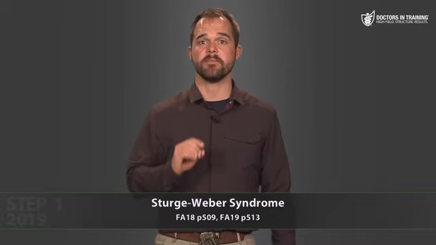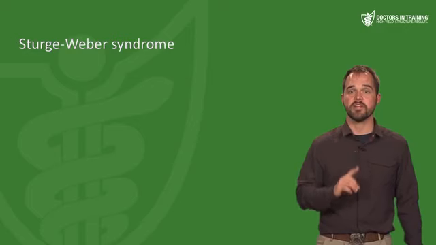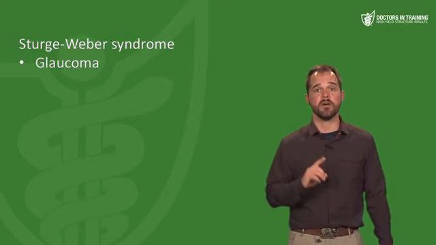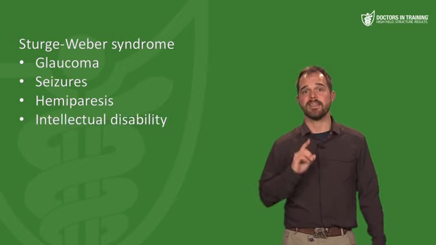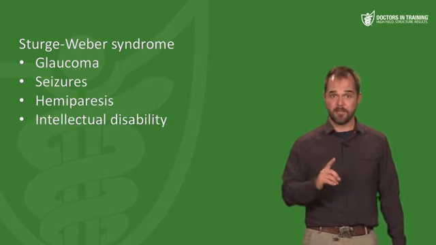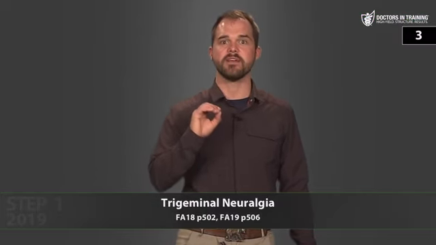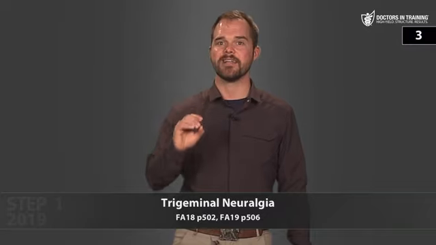Sturge-Weber is caused by mutations in the GNAQ gene, but is not an inherited disorder. The vascular malformations can also result in glaucoma, seizures, hemiparesis, and intellectual disability, because where there should be brain, there's capillaries.